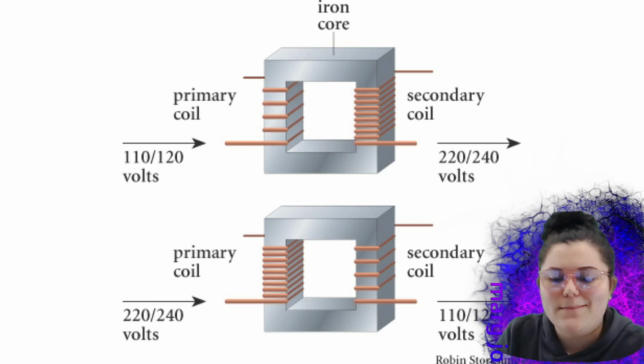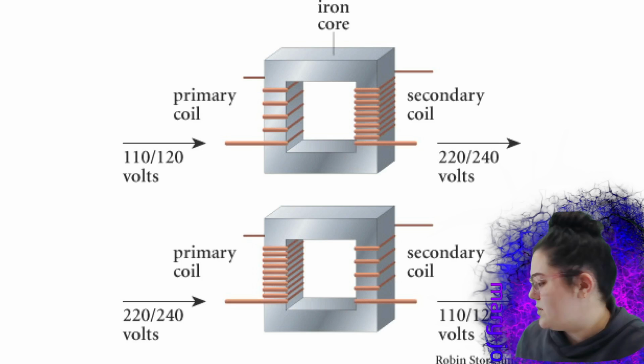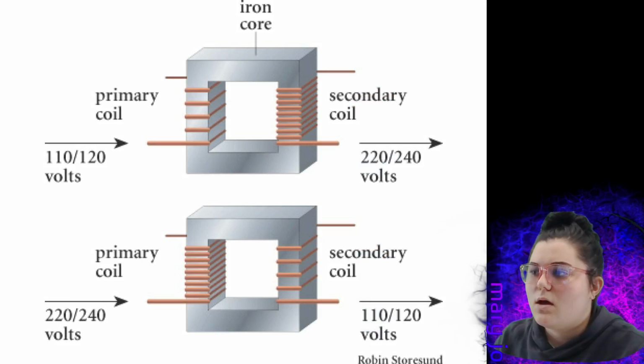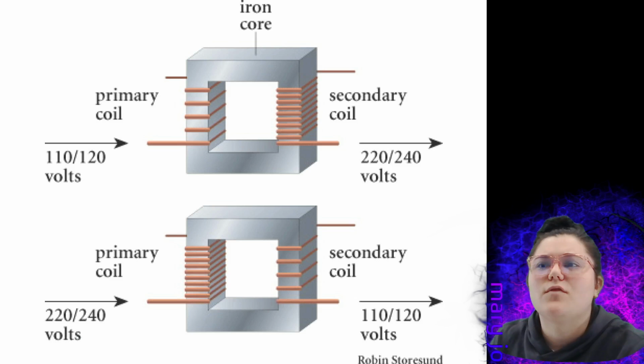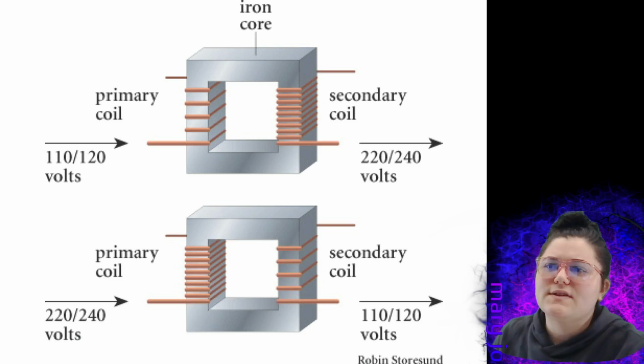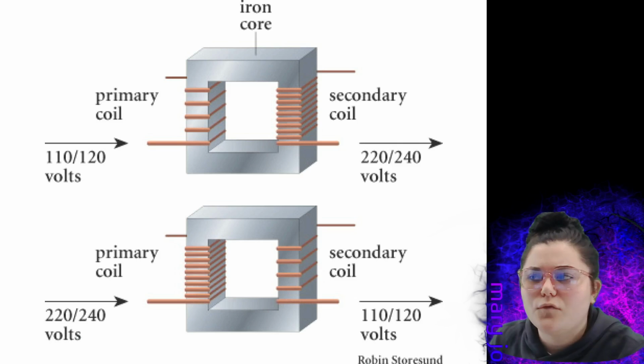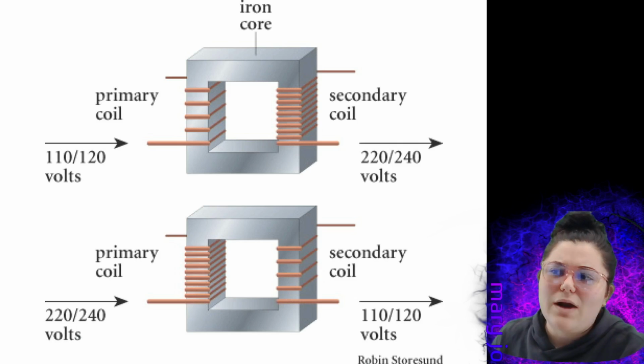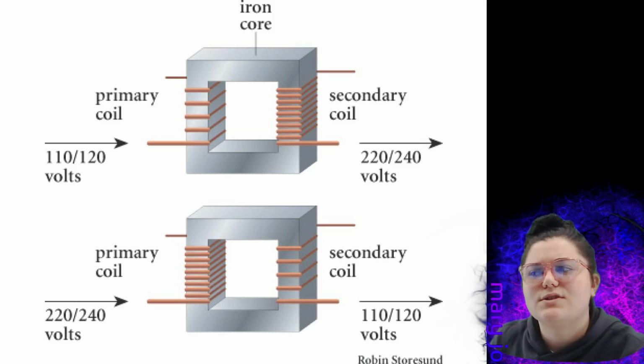So here are examples of step-up and step-down transformers. You can see that on the step-up transformer, you're stepping up from 110-120 volts to 220-240 volts. And you can see that on the left side, it's a lot thinner than on the right side. Vice versa, on the bottom, you're stepping down from 240 to 120. So your primary coil is going to have more turns in it than your secondary coil.